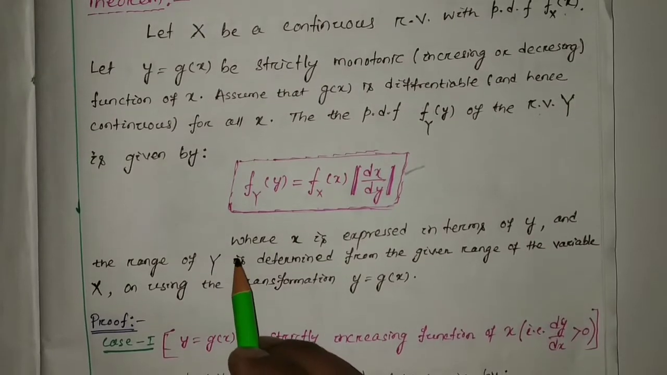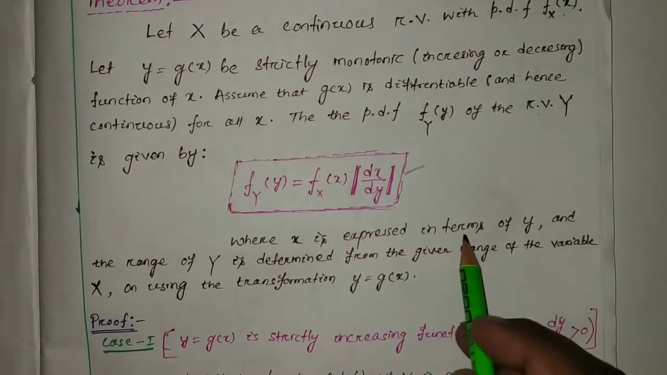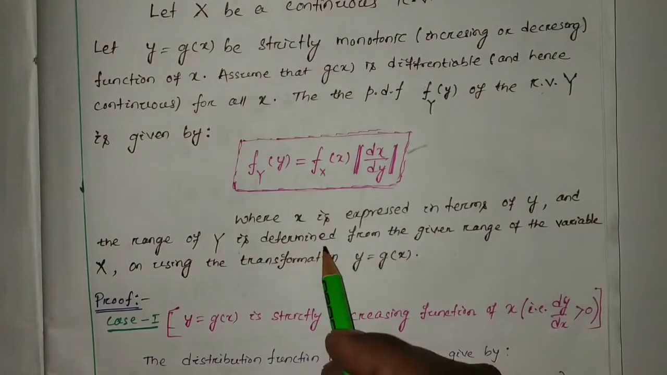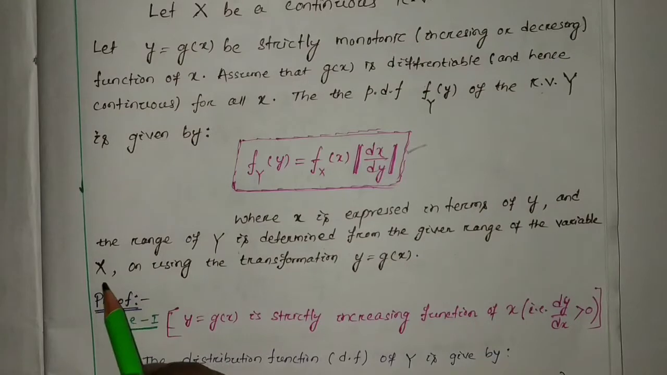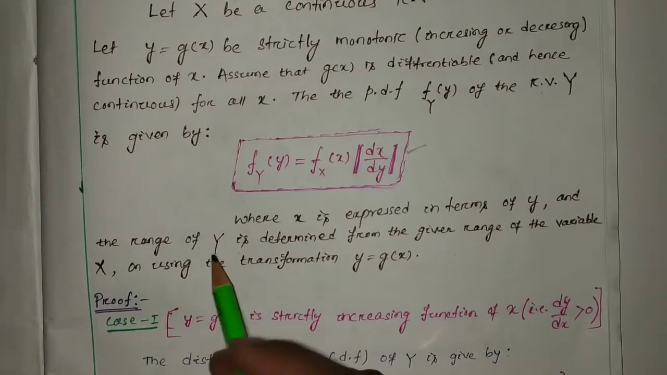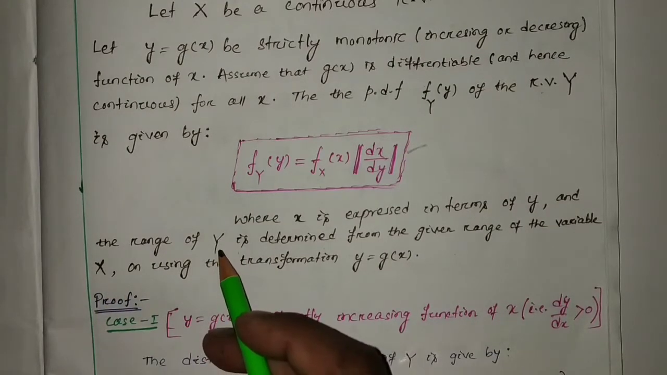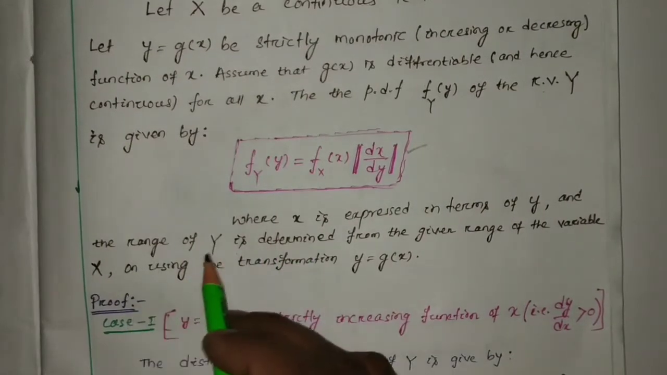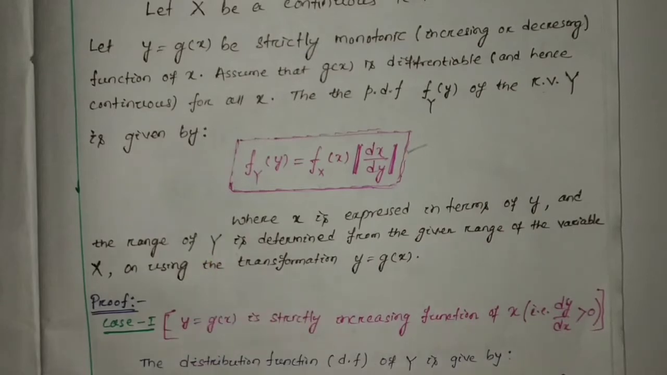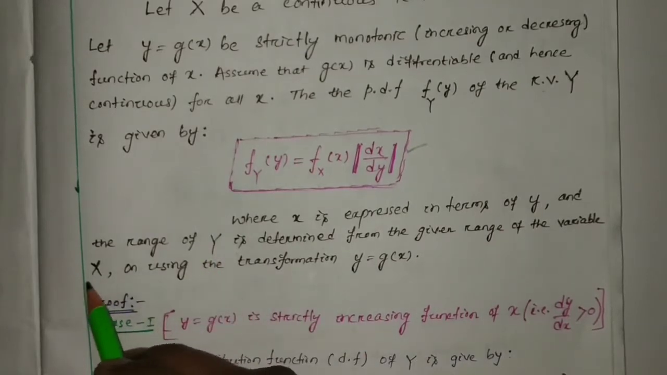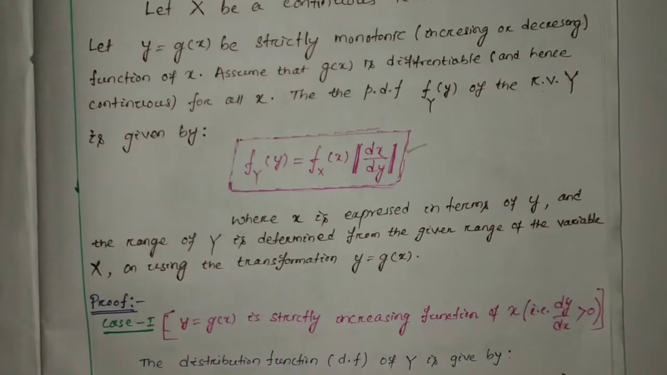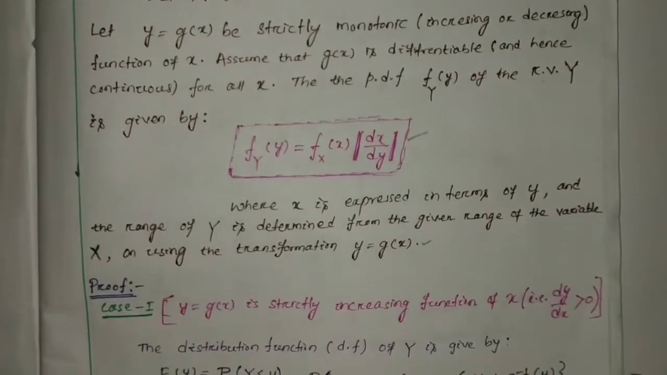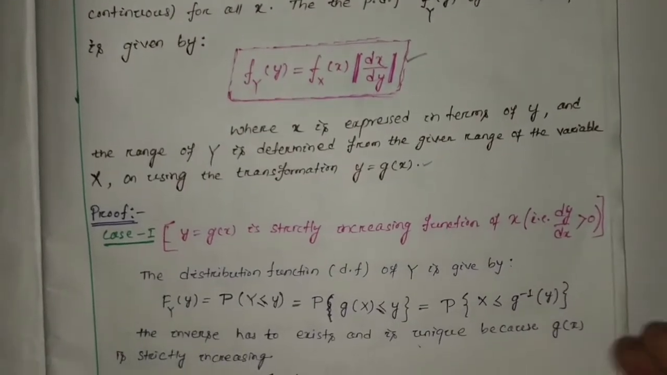Here x is expressed in terms of y, and the range of y is determined from the given range of the variable x. Obviously, if it is a one-to-one mapping, for each value of x we are going to get one y value. So the range of x will determine the range of y using the transformation y equal to g(x). Now we are going to go for the proof.